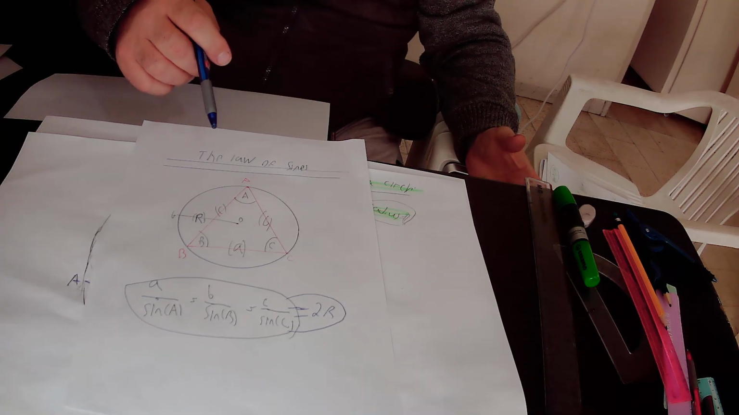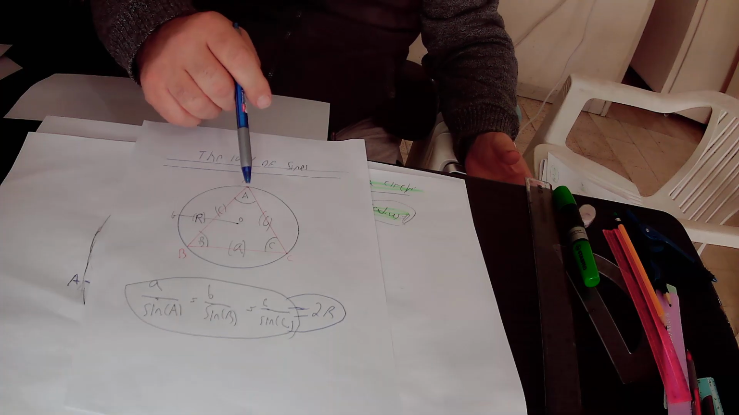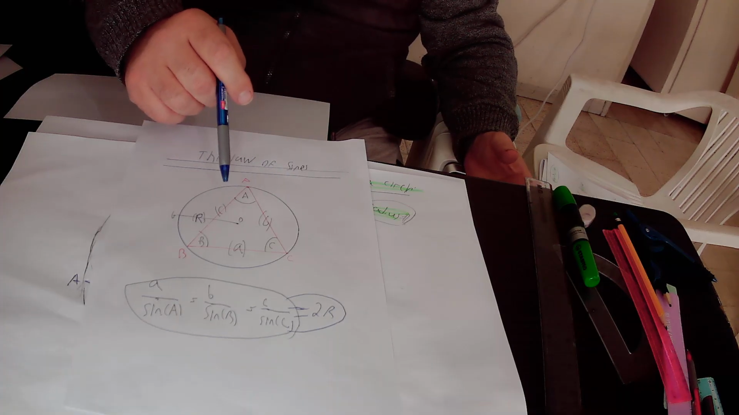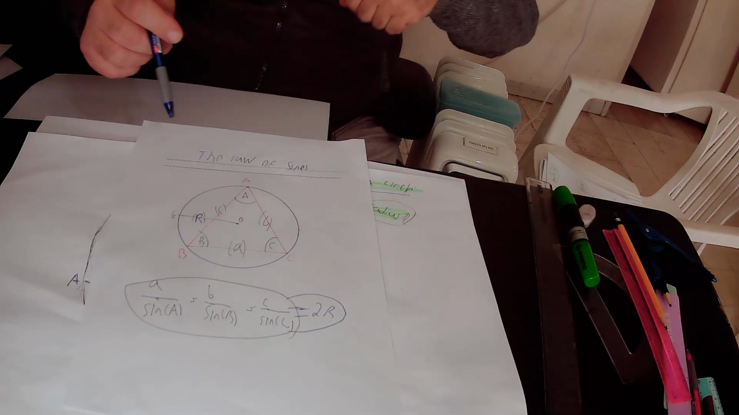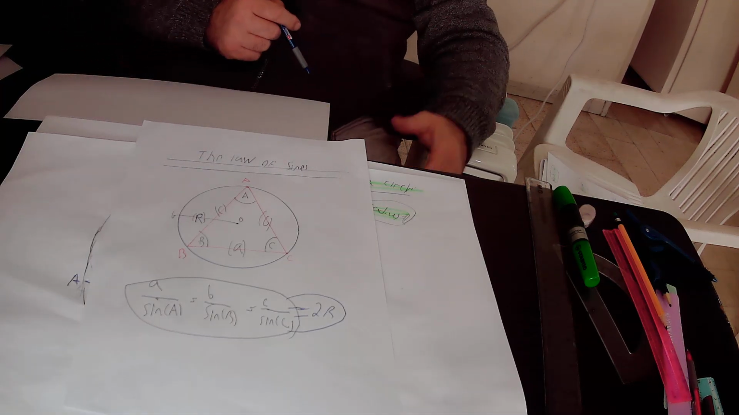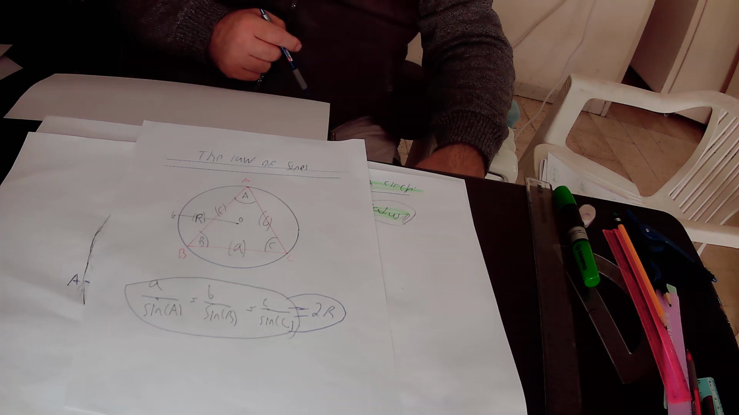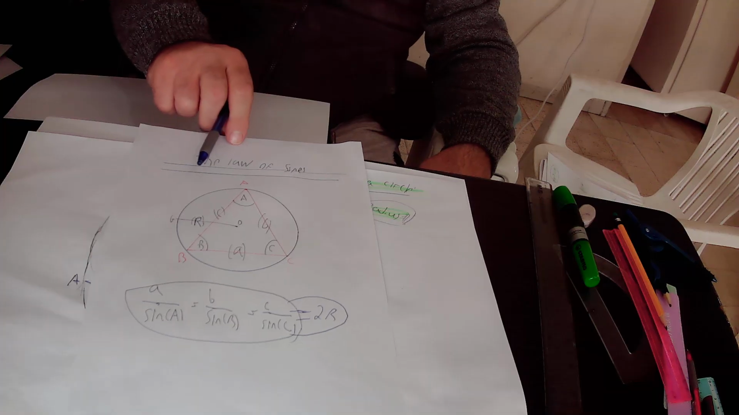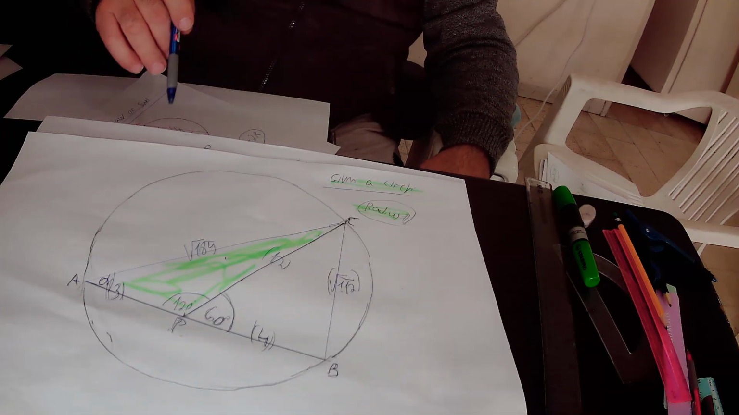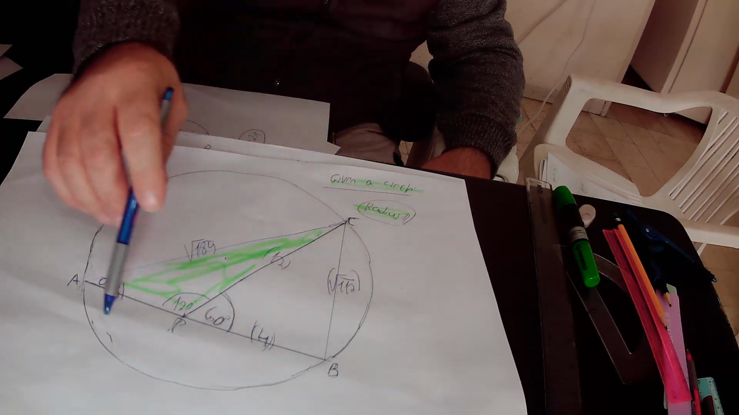This is the full version of the law of sines: a over sine A equals b over sine B equals c over sine C equals 2R. And R is the radius of the circle that circumscribes triangle ABC. So we use the law of sines in its full version, because in our drawing, triangle ABC is described by this circle.